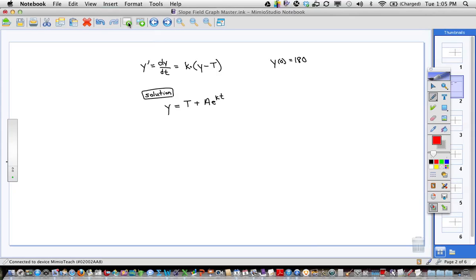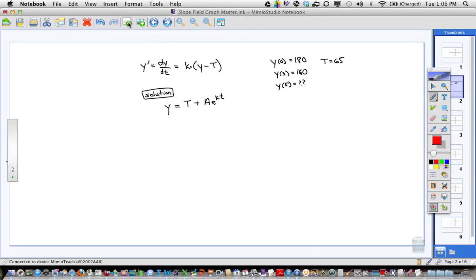Okay, what other piece of information did I give you? Y of 3 equals 160. And I asked you for Y of 5. And I also gave you the room temp, so I also told you the big T was 65. With that information, we should be able to find what we need. We don't know A and we don't know K, but we have 2 initial conditions. If you have 2 initial conditions, you should be able to find 2 unknowns. It's like 2 equations, 2 unknowns.